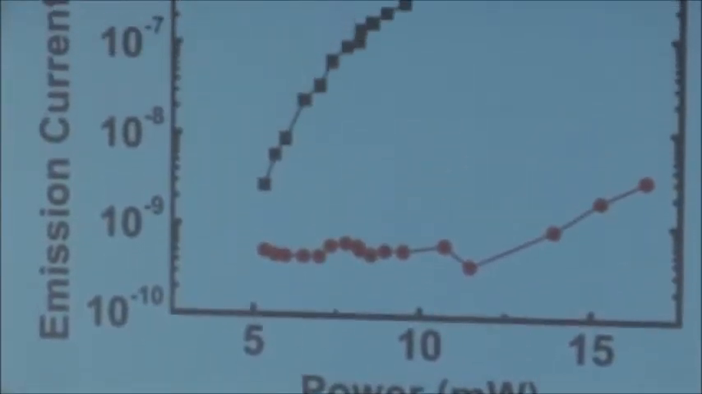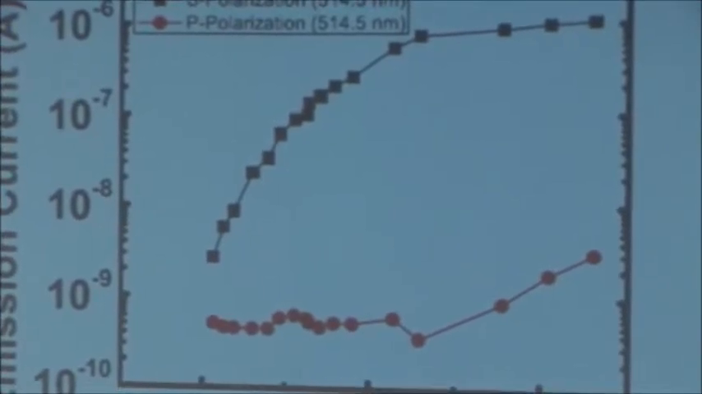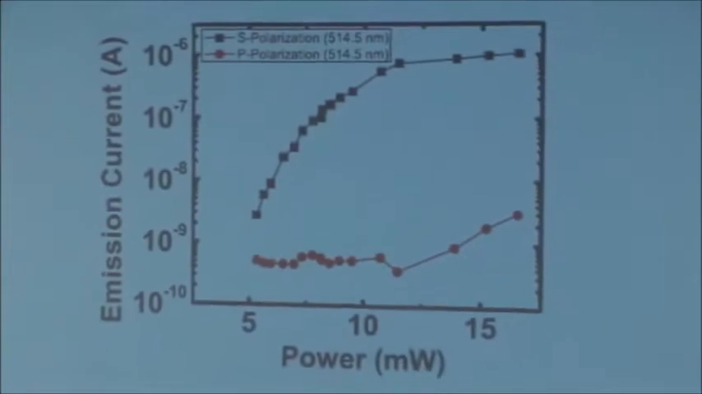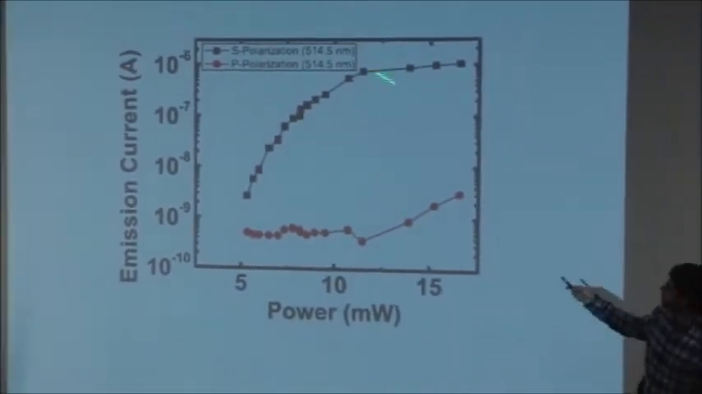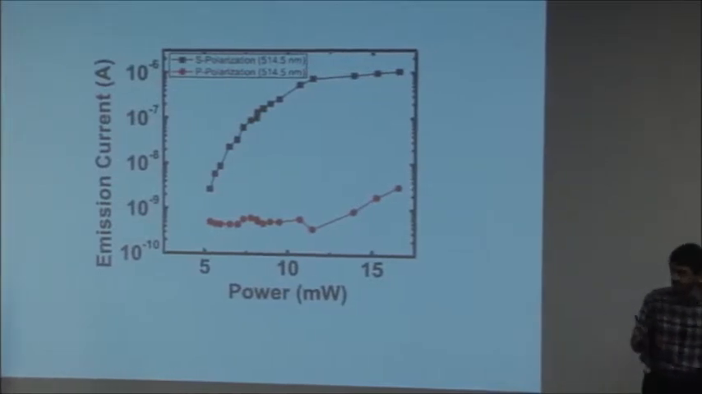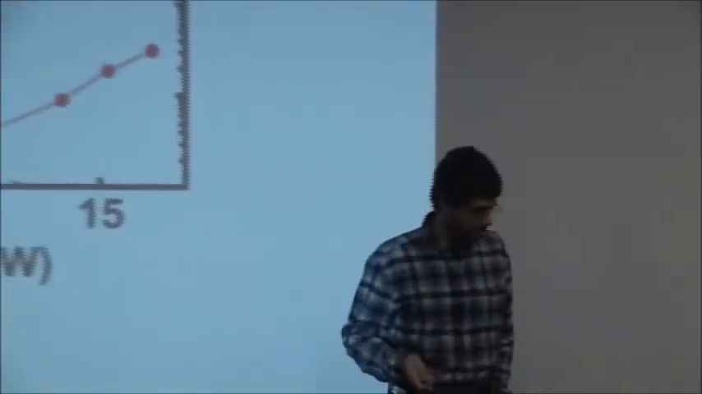Another thing that's interesting about this is that it's very strongly polarization dependent. If you polarize the light beam such that the electric field is along the direction of the nanotubes, you get a lot more current than if it's perpendicular. And that's somewhat expected, and you can do simulations that back up that observation quite strongly.